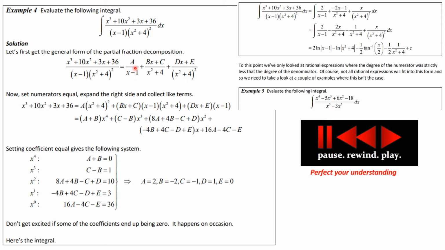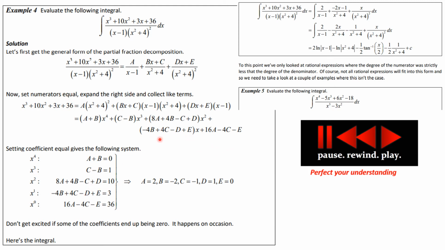So now I have A, B, C, D, and E, 5 constants to determine. So what I'm going to do is get a common denominator here, do algebra, and I'm going to equate the coefficients. And so this is equal to this when I completely simplify it. So A plus B is the coefficient on x to the fourth, so that is 0. C minus B is the coefficient on x cubed, so x cubed is 1. And then this is the coefficient of x squared, and x squared is 10, so that coefficient is equal to 10.